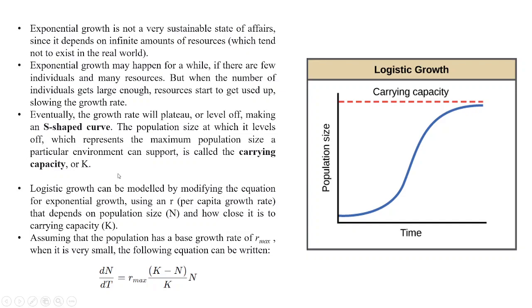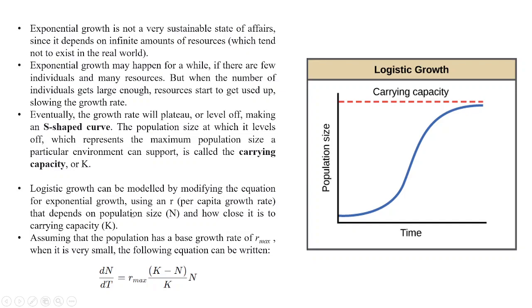But when the number of individuals, they divide and they get large enough, the resources will start to get used up, and it will slow the growth rate. And at that point of time, it will give an S-shaped curve. The population size at which it levels off will represent the maximum population size. The plateau region will represent the maximum population size a particular environment can support, and that is a new term, the carrying capacity, or K.